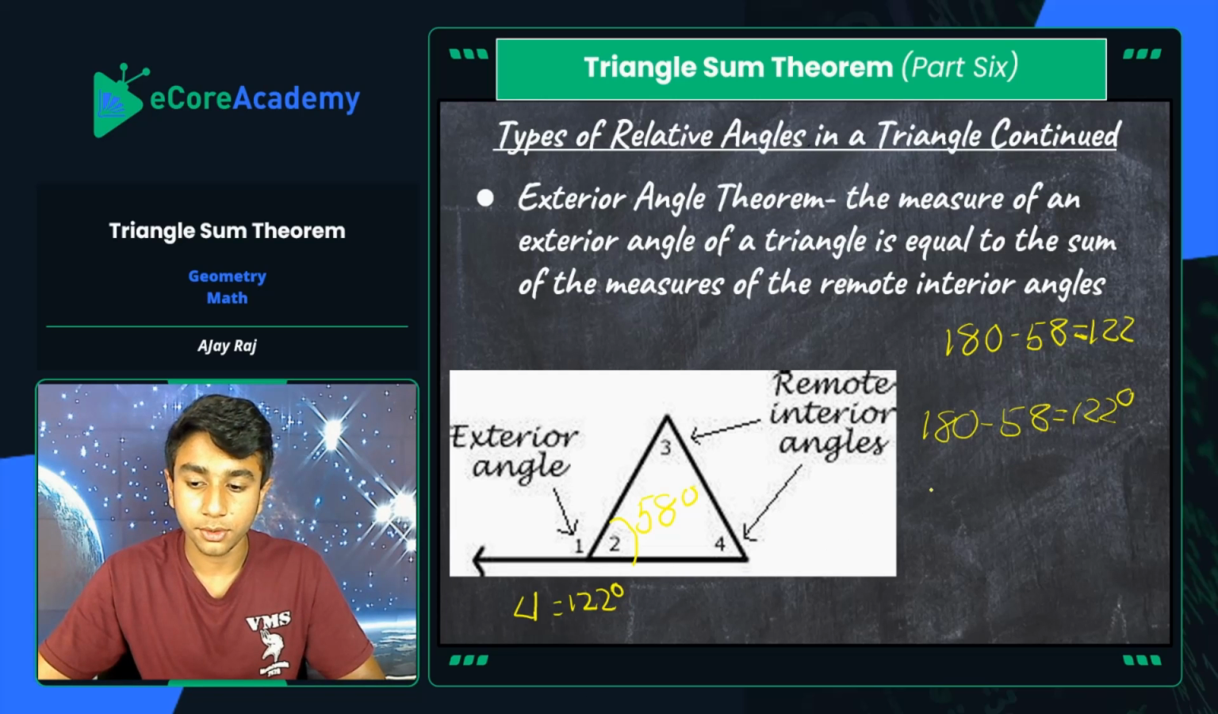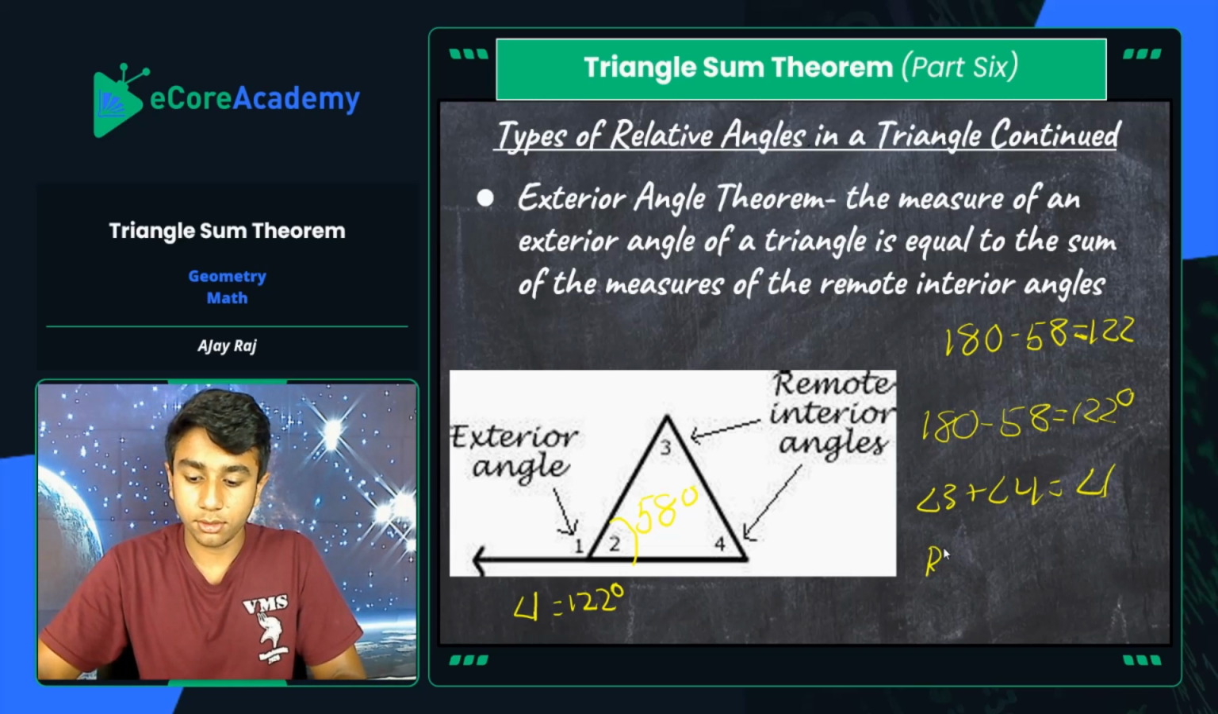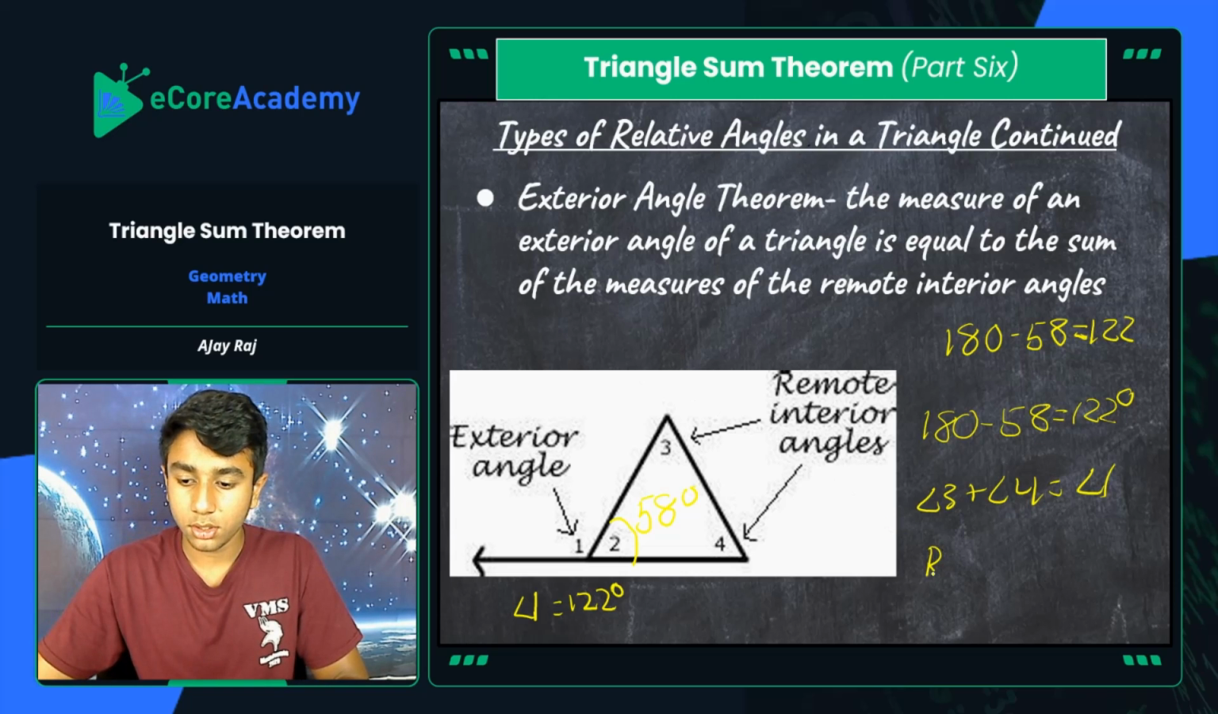sum of angles 3 and 4. So angle 3 plus angle 4 equals angle 1, which is your exterior angle. I'll abbreviate that. So it's going to be remote interior angles equals exterior angle. So yeah, that's a little abbreviation that I've shown here.